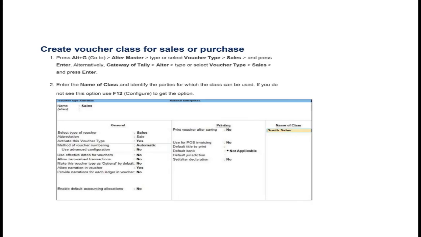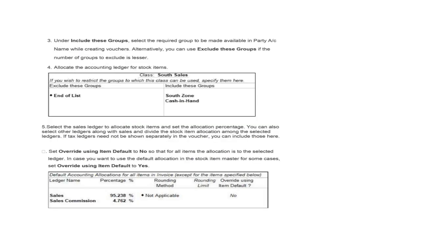Create voucher class for sales or purchase. 1. Press Alt+G, go to Alter Master, type or select Voucher Type, Sales and press Enter. Alternatively, Gateway of Tally, Alter, type or select Voucher Type, Sales and press Enter. 2. Enter the name of the class and identify the parties for which the class can be used. If you do not see this option, use F12 Configure to get the option. 3. Under Include these groups, select the required groups to be made available in Party A/c Name while creating vouchers. Alternatively, you can use Exclude these groups if the number of groups to exclude is lesser.